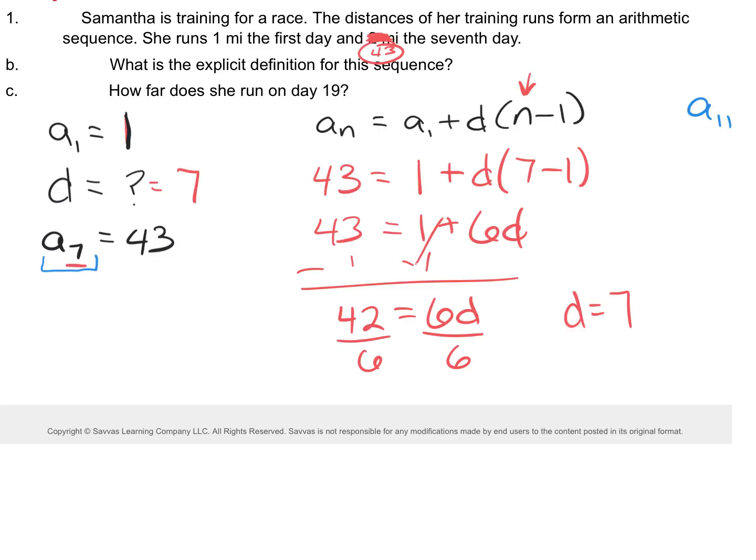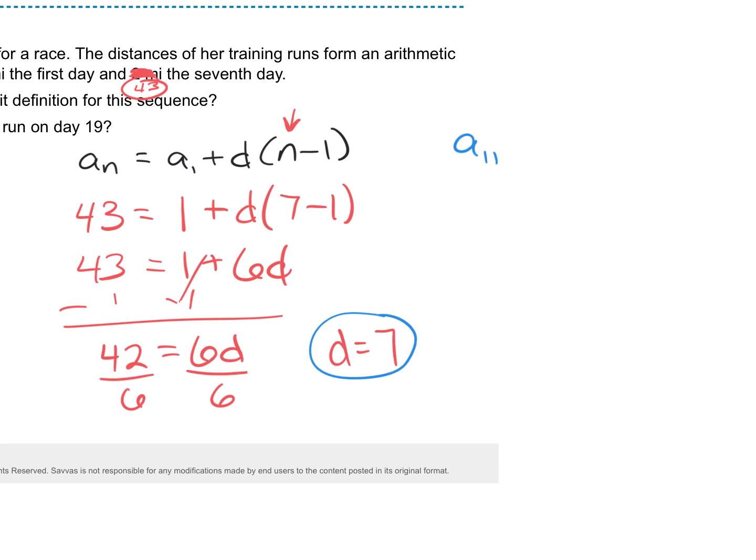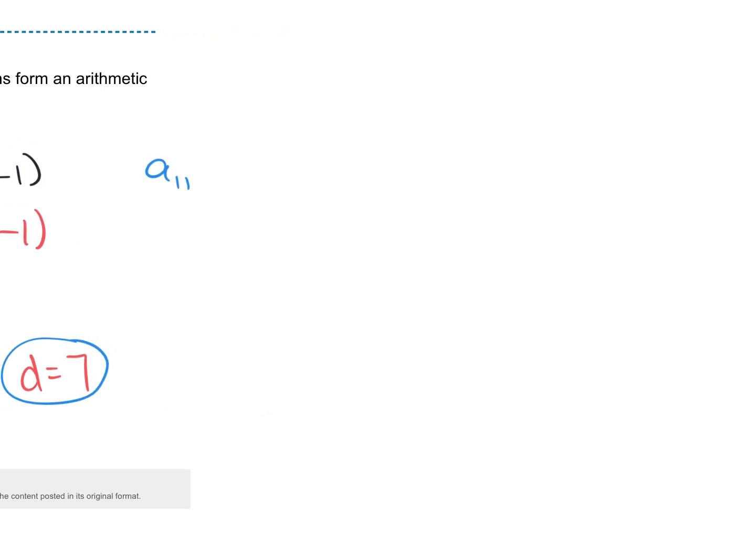Okay, I think what confused us is because we started with this A7, right? But once I go to a new term, do I care about this one anymore? No. The only reason we used A7 was to help us find what our difference was. So do we still want A1? Yep, we always want, remember, the two most important things: A1 and the distance. So looking at this formula right here, we're looking for A11.